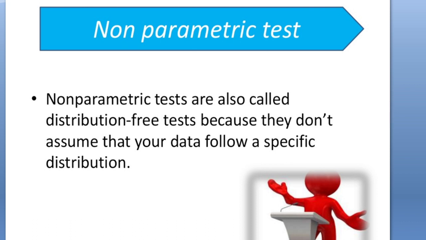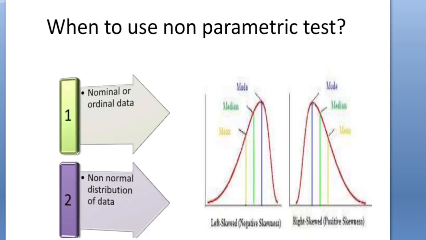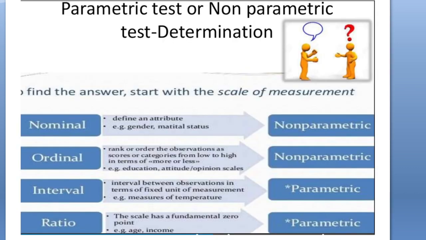Next, when to use a non-parametric test? If the data type is nominal or ordinal, then a non-parametric test is the only alternative to test the hypothesis. Secondly, if the probability distribution is not normal, that means it is either left skewed or right skewed, then a non-parametric test is the only alternative that can be used for testing the hypothesis.